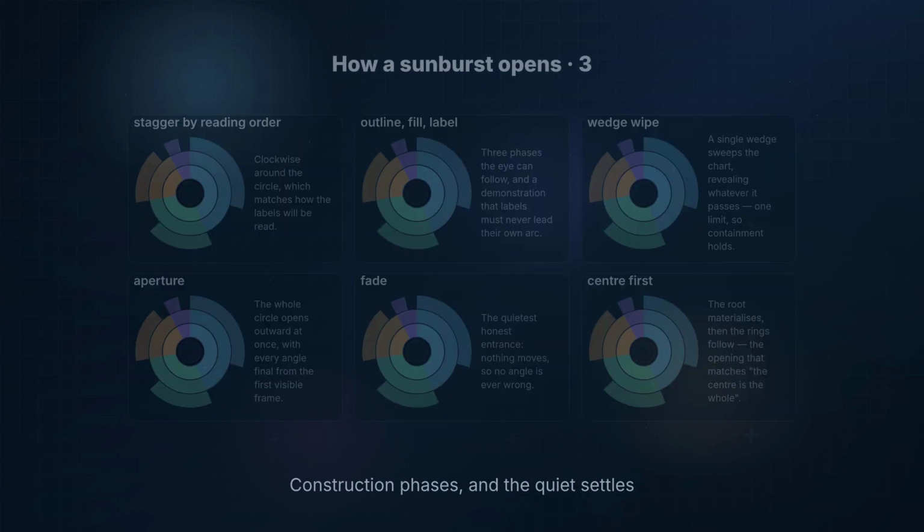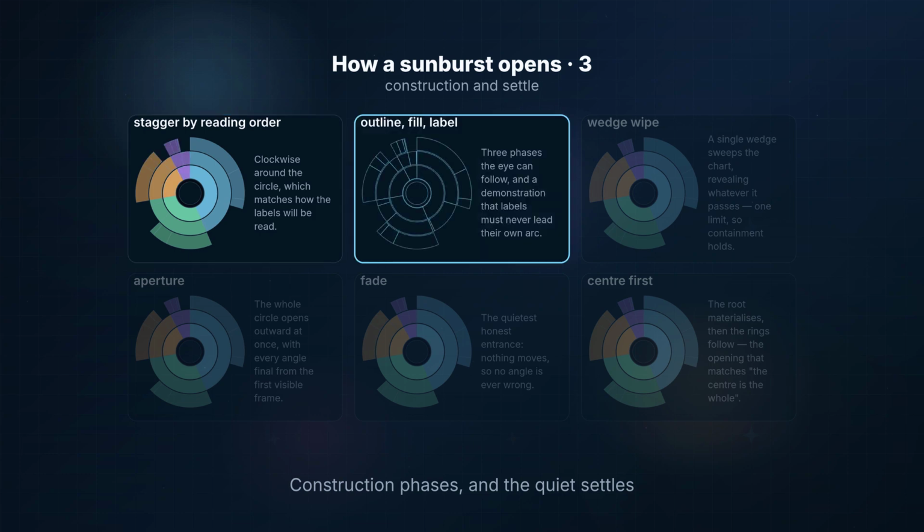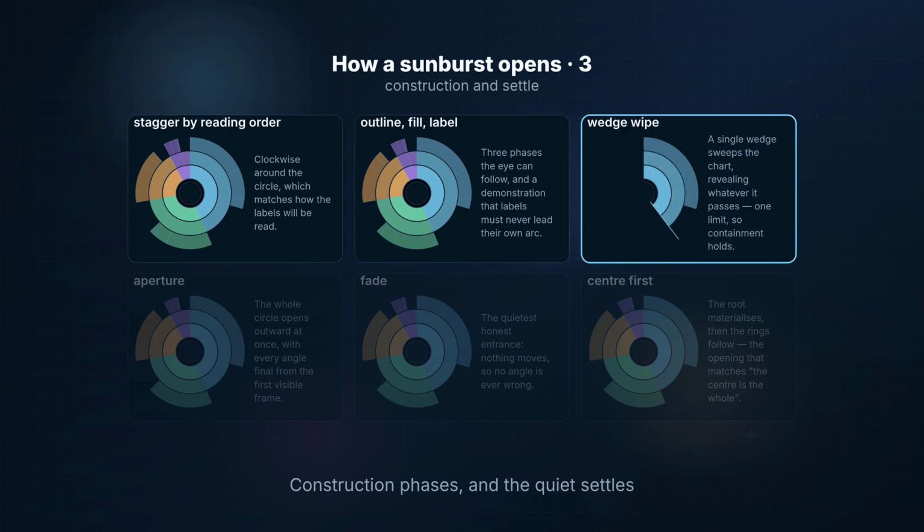The construction entrances build the chart in visible stages. Outline, then fill, then labels is three phases the eye can follow, and it makes one rule impossible to miss. A label must never lead its own arc. If the name arrives first, the viewer reads a claim about a shape that is not on screen yet.